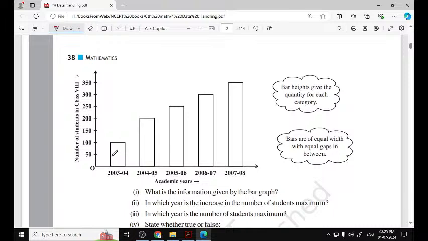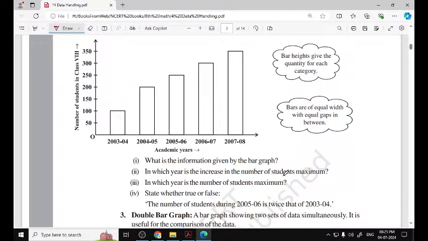Bars are of equal width. This width is the same for all the bars. And what will change? Its height will change according to the information or value. And the spacing is also equal. The gaps between two bars are equal. What is the information given by the graph? The graph represents the number of students in class 8 in some academic years.